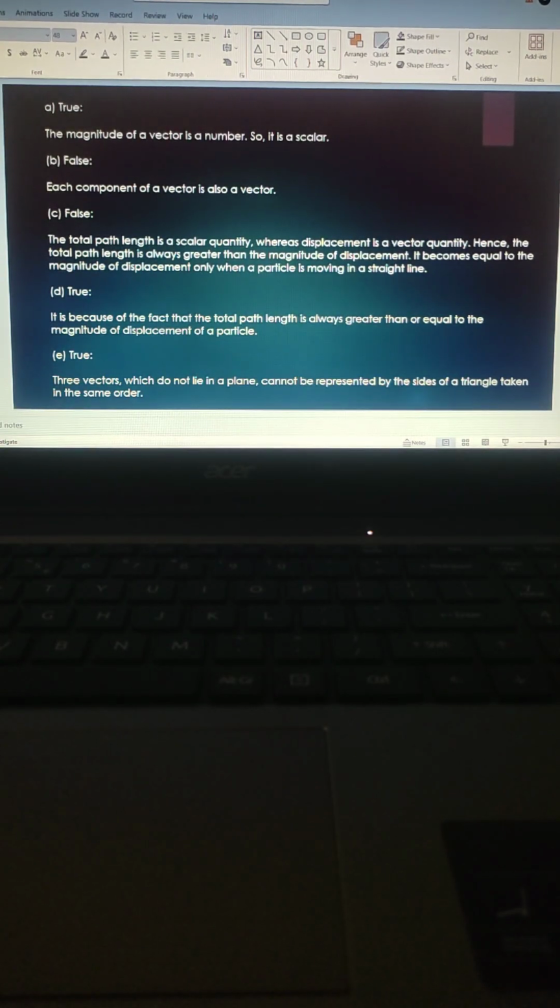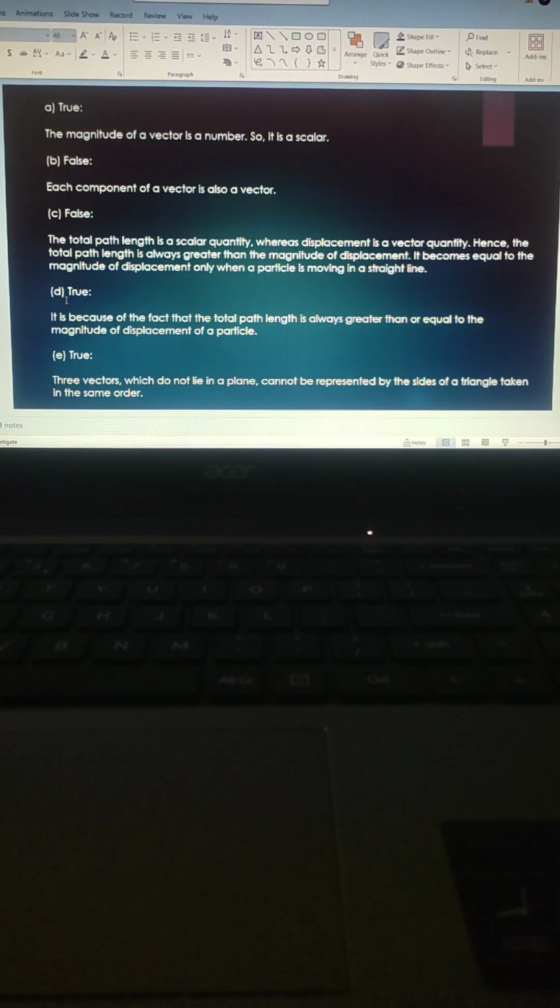First one is true because the magnitude of a vector is a number, so it is a scalar. The second one, each component of a vector is also a vector, so this is false. The third one is also false because the total path length is a scalar quantity, whereas displacement is a vector quantity. Hence, the total path length is always greater than the magnitude of the displacement. It becomes equal to the magnitude of displacement only when a particle is moving in a straight line.